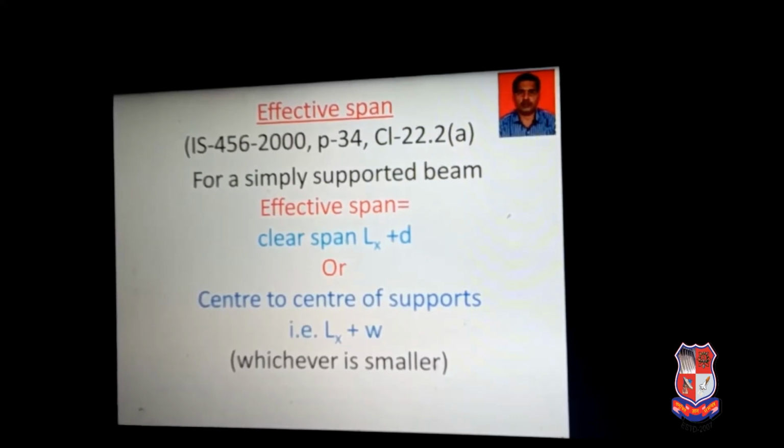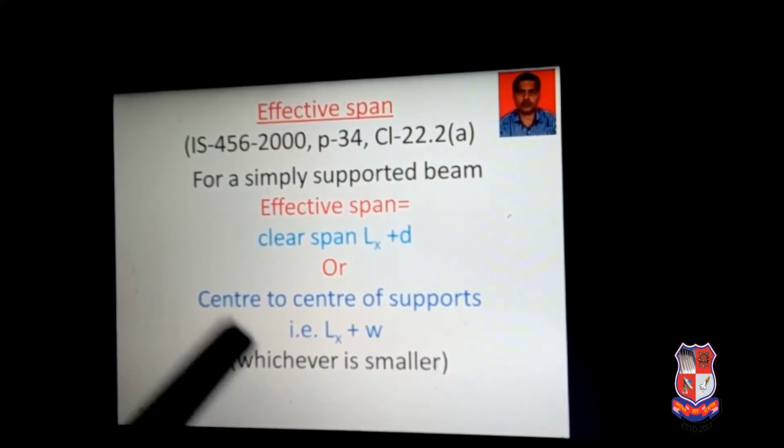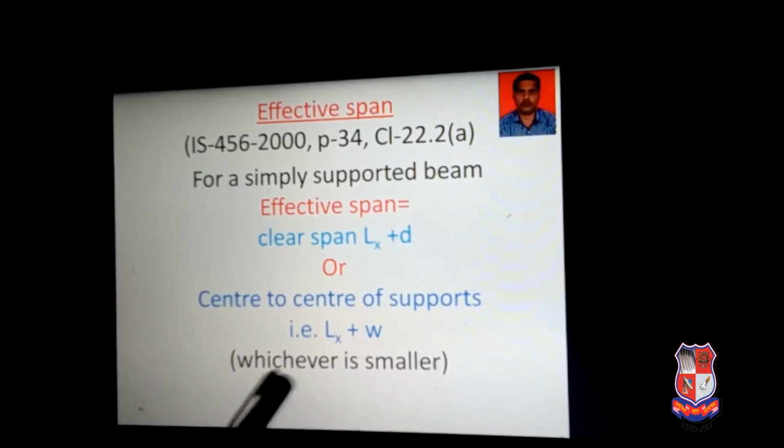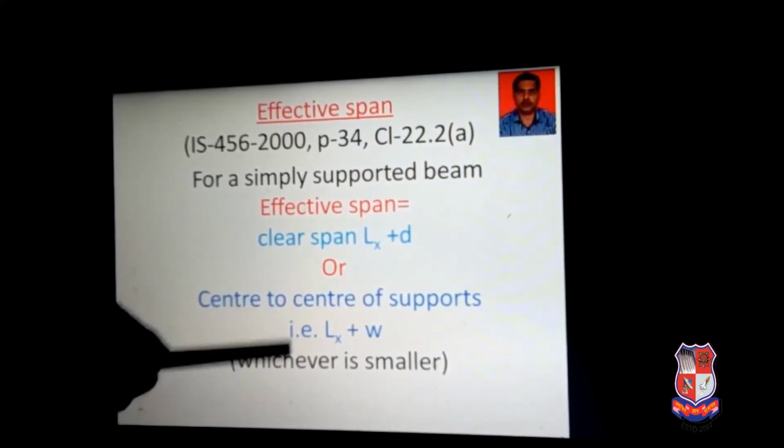Another term is effective span. This also again is as per IS 456-2000, page number 34 and clause number 22.2.a. As you see, for a simply supported beam type, the effective span is given as clear span, that is Lx plus effective depth d, or center to center of supports, that is Lx plus W, the width of the support wall, and out of these two values, whichever is the smaller one will be taken as the effective span.